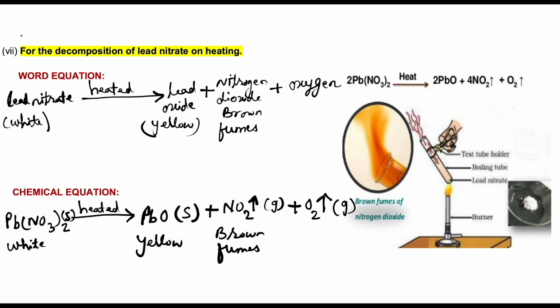So for this decomposition of lead nitrate on heating, the word equation is lead nitrate, when it is heated, it decomposes or breaks into lead oxide, which is yellow in color, plus nitrogen dioxide, brown fumes, along with oxygen gas. Here the chemical equation is Pb(NO3)2. This is solid in nature. When it is heated, it decomposes into lead oxide, which is again a solid powder, yellow in color, and then brown fumes of nitrogen dioxide and oxygen gas are evolved in this reaction.